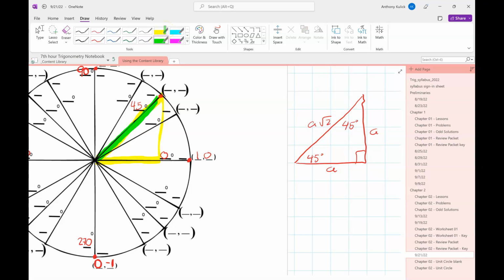Remember that the ratio of side lengths in a 45, 45, 90 triangle is A, A, A root 2. Now, this side of my reference triangle has to have what length? We're in a unit circle. That side is a radius, so it has to have length 1. Everybody's okay with that?